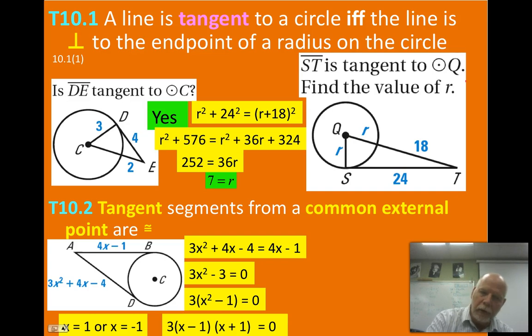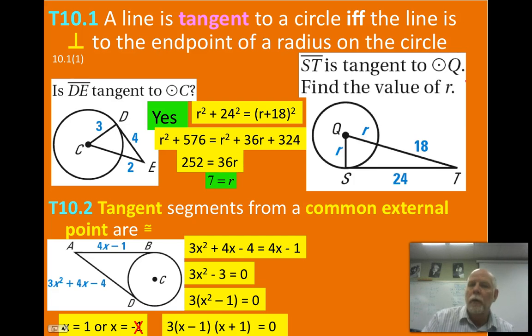But look at our diagram. The 4x minus 1, if x were negative 1, you'd have 4 times negative 1 is negative 4, minus 1 is negative 5. Can we have a negative 5 for the length of that AB segment? No. What would that mean? It falls inside of itself or something? We can't have a negative segment length. So that can't be an answer. We can't have negative 1 as an answer to this, and so x equals 1 is the solution to this equation.